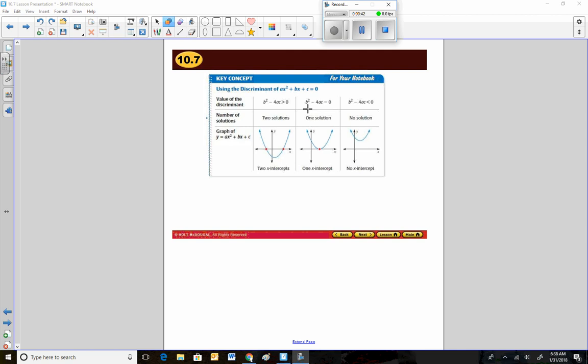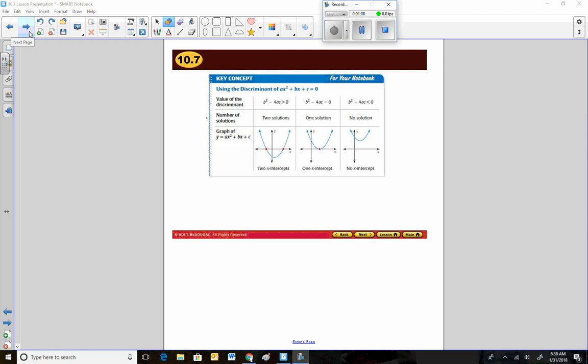If you have b squared minus 4ac and you solve that and you get a 0, then there's only one solution, and the parabola will sit right on the x-axis. Now if you do b squared minus 4ac and you get a negative number, a number lower than 0, there's going to be no solutions because the parabola will not cross the x-axis. So there's no x solution.